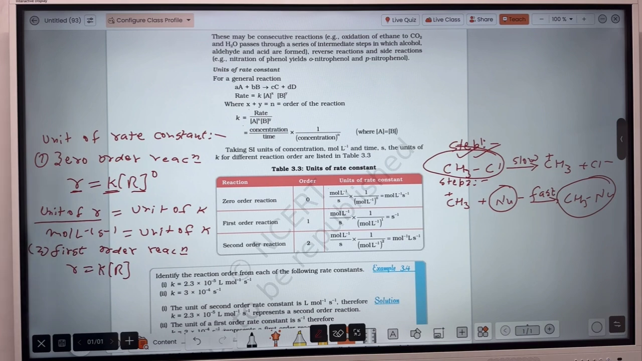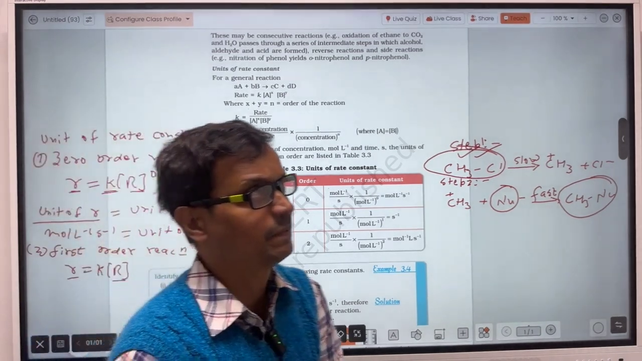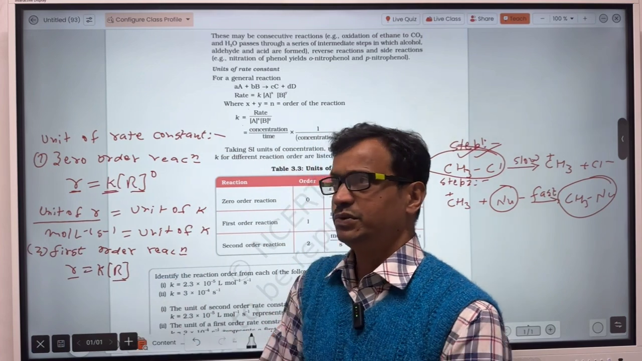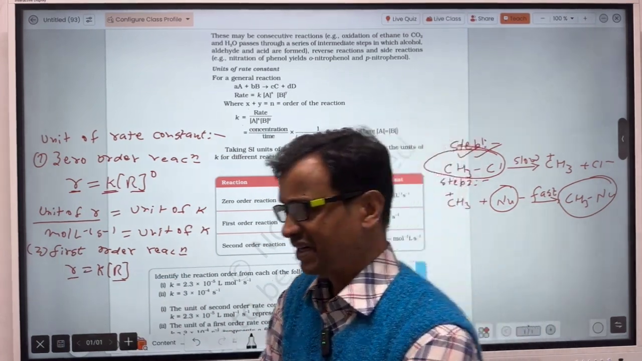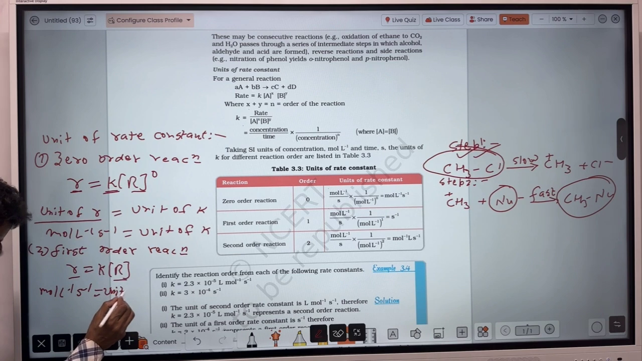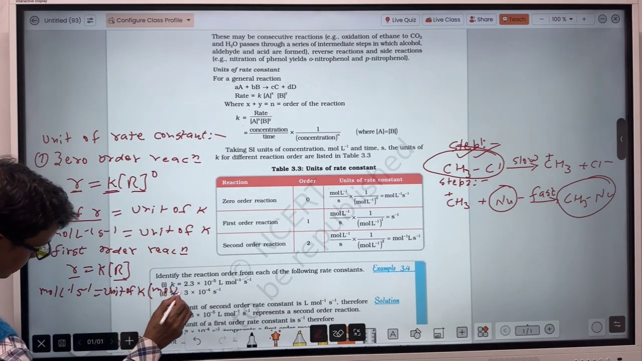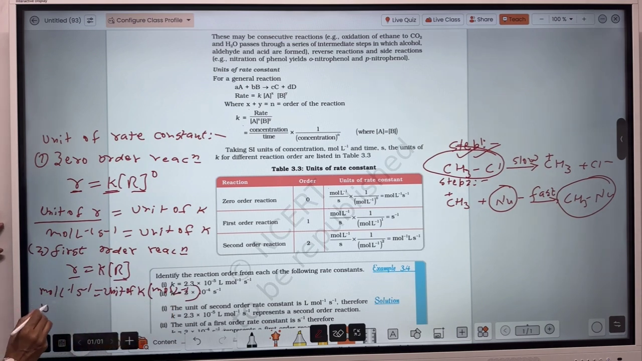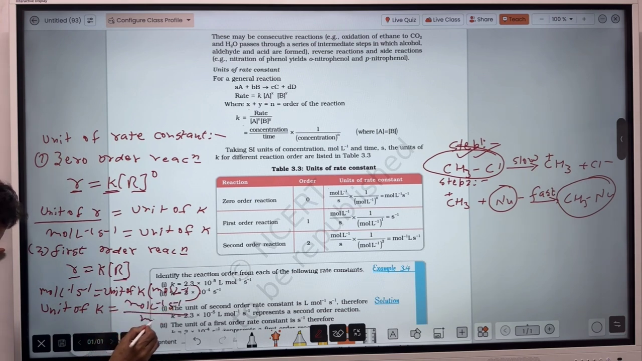You already know in first order reaction, this is the rate law expression, R equal to rate constant into concentration of reactant. Now concentration of reactant will be mole per liter, and unit of rate of reaction will be mole per liter per second. So mole per liter will come here, and it will cancel out, and that will be second inverse.